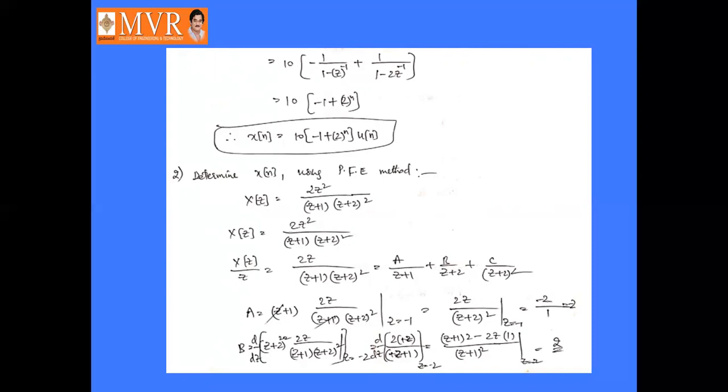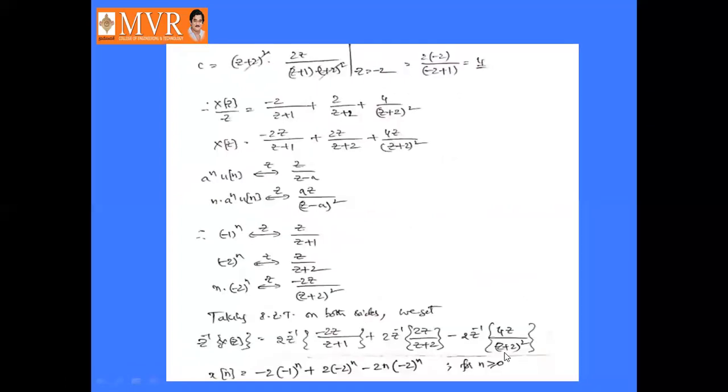Okay. Similarly, how to get the b value? B equals d by dz of (z plus 2) whole square into 2z by (z plus 1) into (z plus 2) whole square, keeping z equal to minus 2. Okay, d by dz of 2z by (z plus 1). So this is in the form of the u by v formula: (v into du by dz minus u into dv by dz) by v square. By simply solving and substituting the value of z equal to minus 2, we will get the value of b as 2.